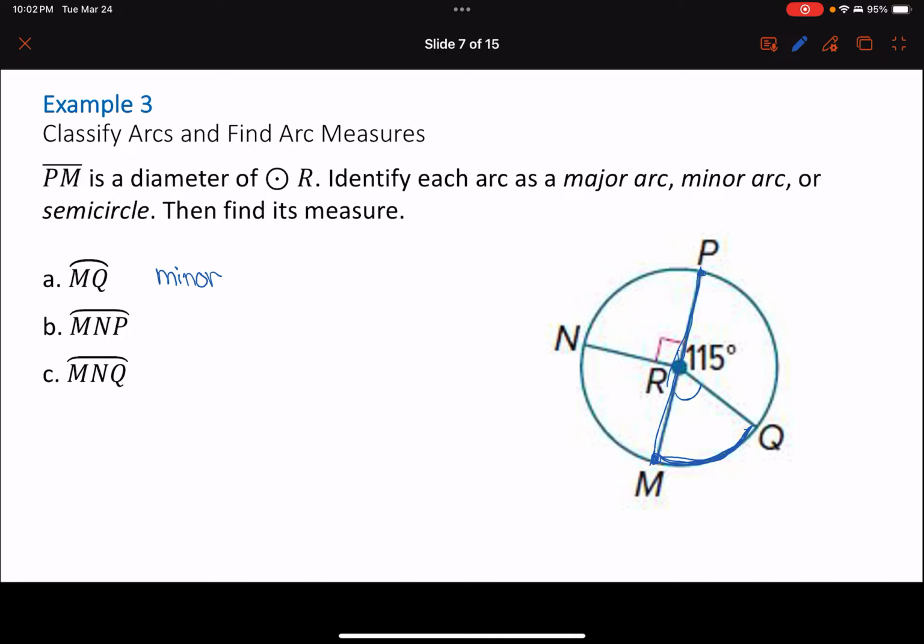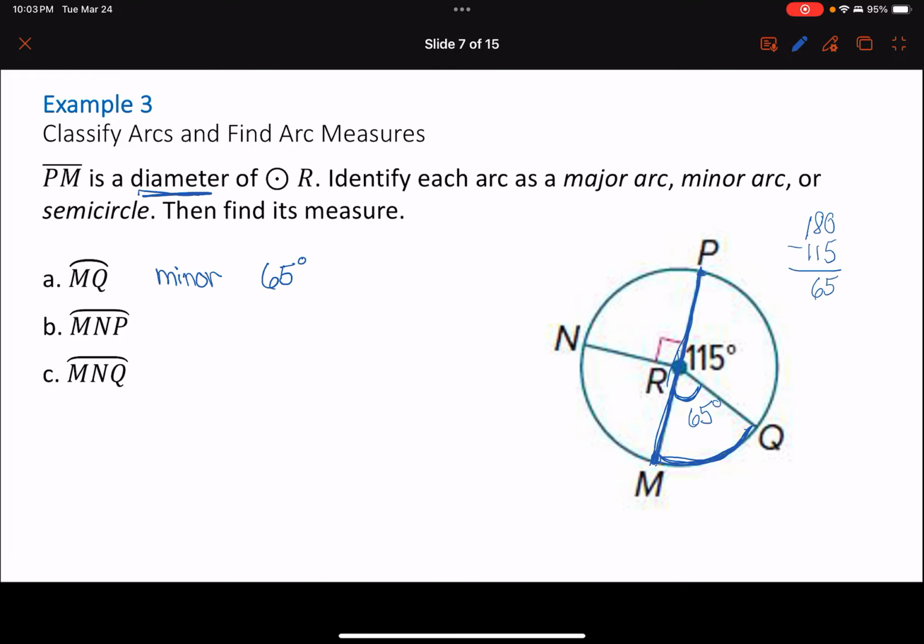So we need to find out what its angle is. But remember, they told us we have a diameter. So if a diameter is on our circle, then we have a semicircle, and a semicircle is half of a circle. So 180 minus 115 will be the measure of our remaining angle here, MRQ. So 65 degrees. So if the central angle is 65 degrees, the measure of arc MQ is also going to be 65 degrees.